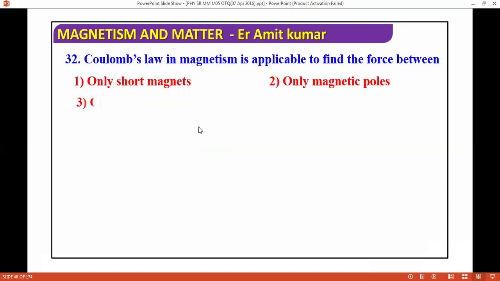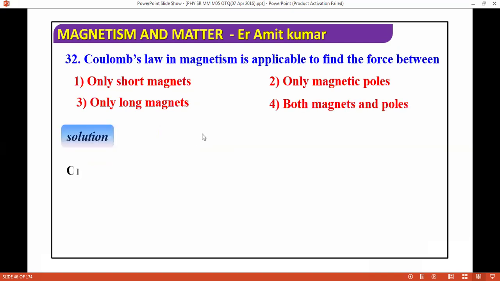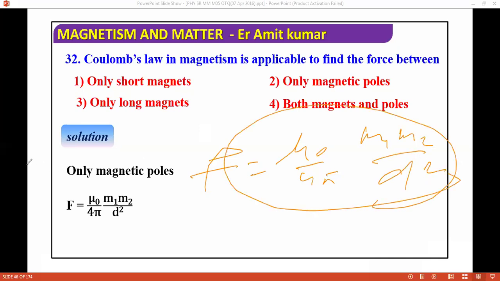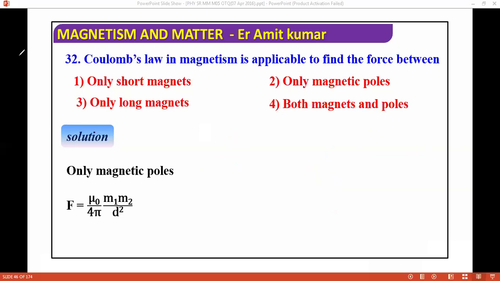Next question: Coulomb's law in magnetism is applicable to find the force between only short magnets, only magnetic poles, only long magnets, or both magnets and poles. The correct answer is only magnetic poles, and all of us know that. What is the formula? F is like Coulomb's law: mu naught by 4 pi, m1 m2 by d square. So this is the correct answer.